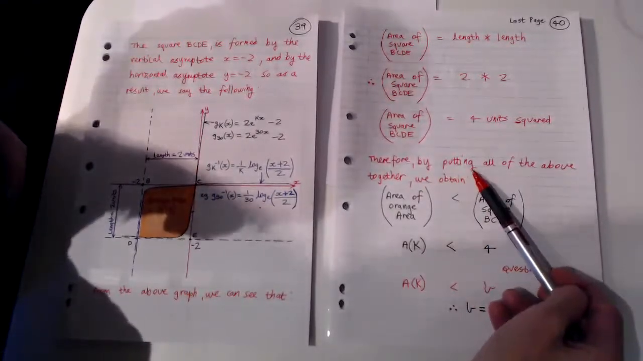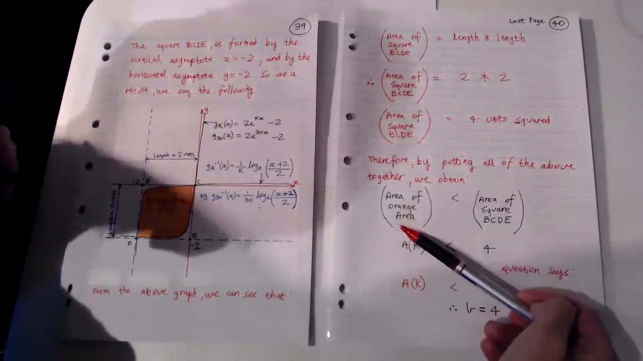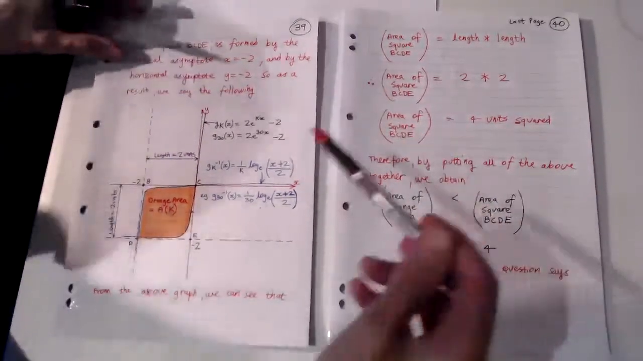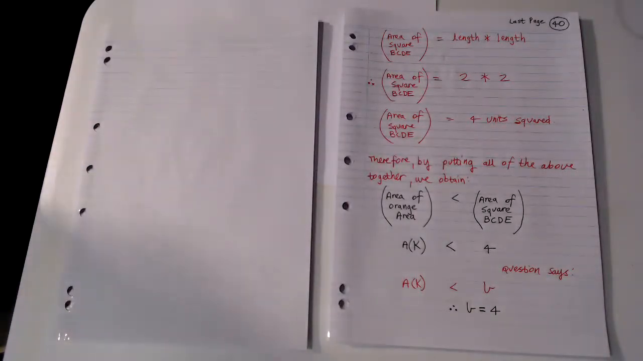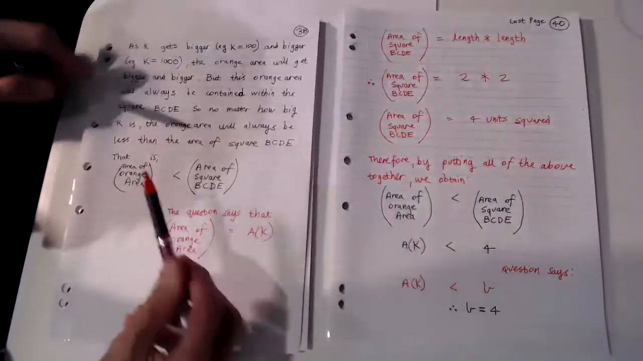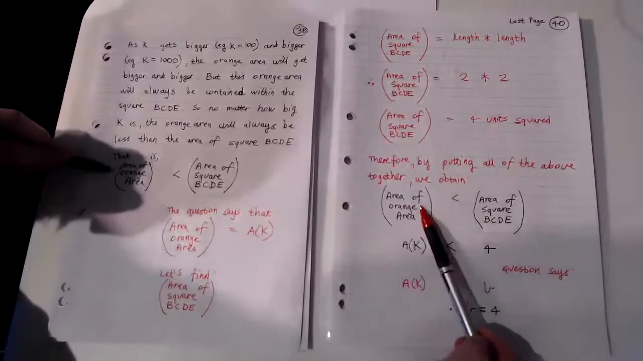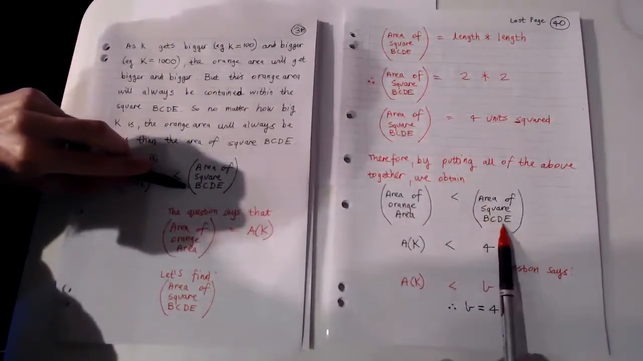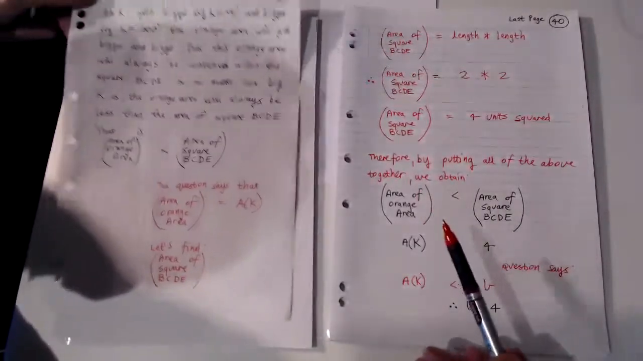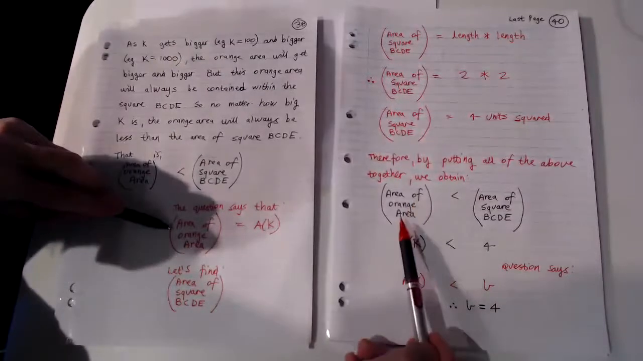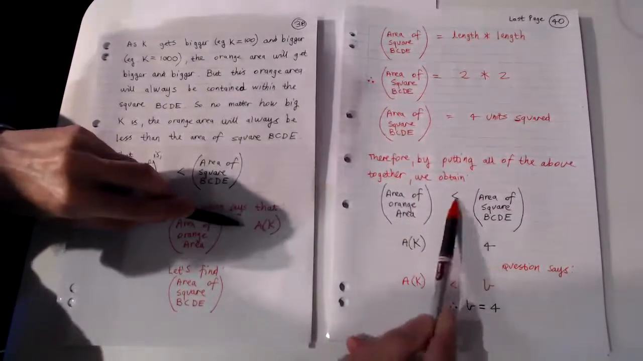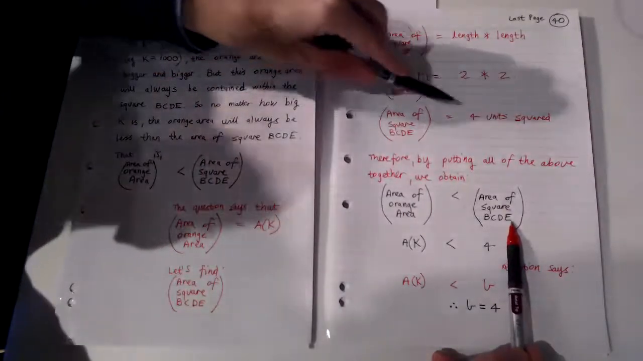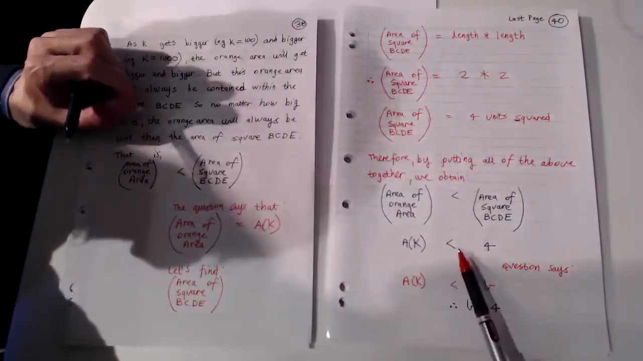So therefore, by putting together all of the above, we obtain the following. Like we said before on this earlier page here, it is always going to be the case that the area of the orange area will always be less than the area of the square BCDE. Now, like we said before, the area of the orange area, according to the question, equals AK, and that will be less than what? Well, the area of the square BCDE is equal to 4 units, and so therefore AK is less than 4.